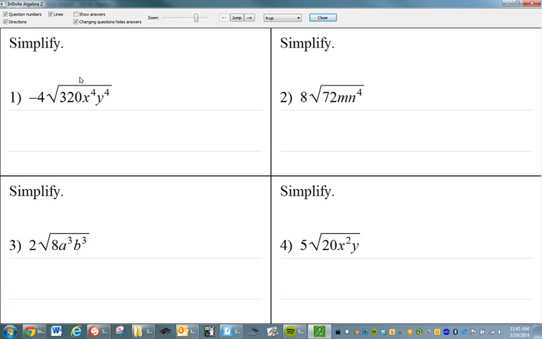What's the square root of n to the 4th? N squared. Whatever I box goes back under. Now I just multiply everything together. I get 48 n squared times the square root of 2.